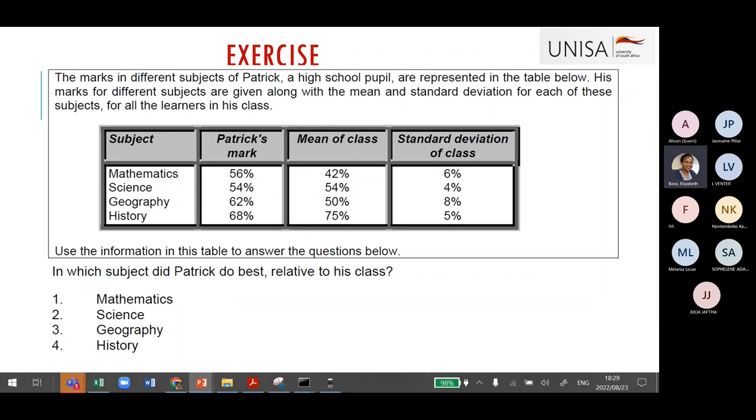Was 2021 tutorial letter. So it reads as follows.